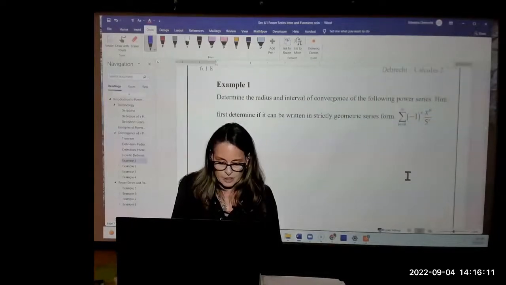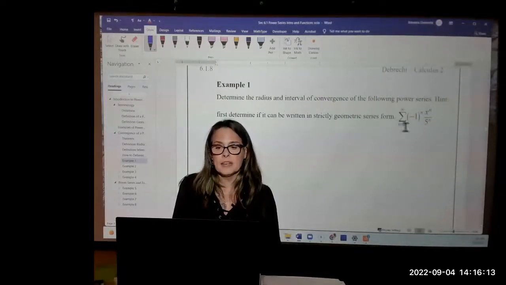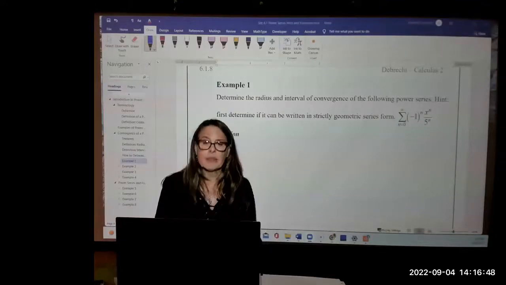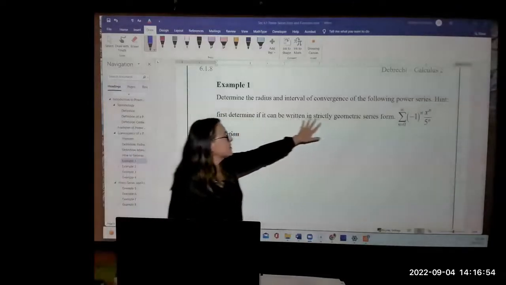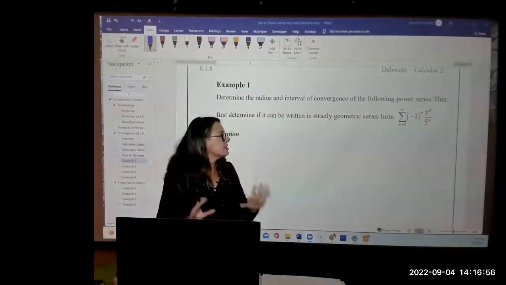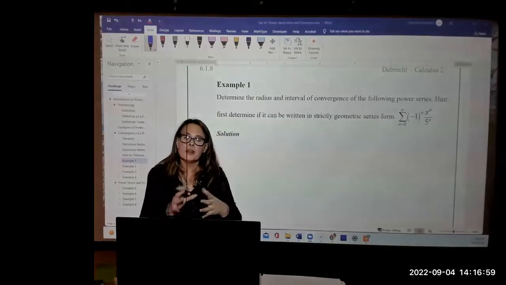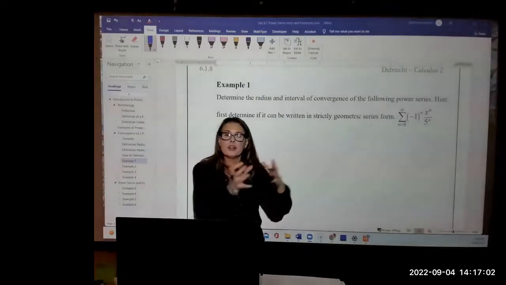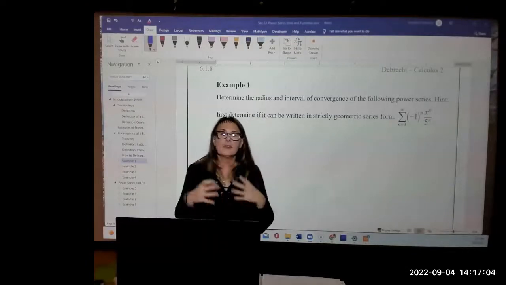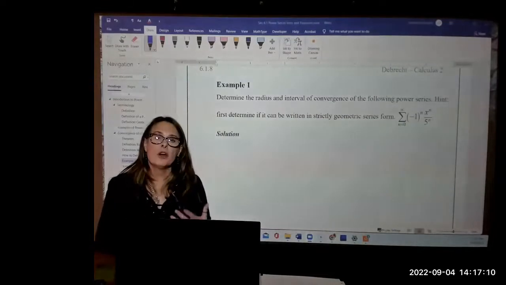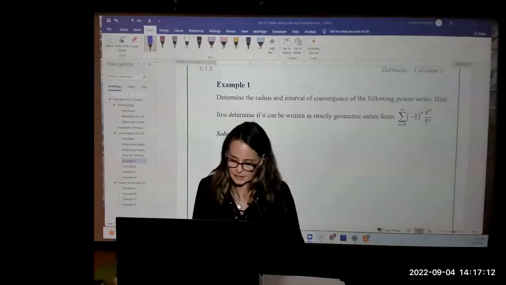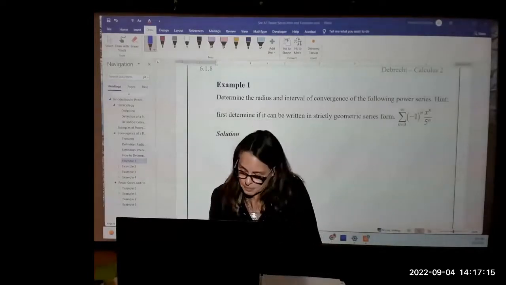Now we want to take a look at some examples. So let's take a look at some examples and see how to apply what we're doing. Now I've given you a hint on this one, and the hint is first determine if it can be written as a strictly geometric series with some common ratio that you multiply by to get from one term to the next, to the next, to the next. If we can write it in strictly geometric form, then we know when it will converge and we know what it converges to. So let's take a look at this one and see if that's even possible.